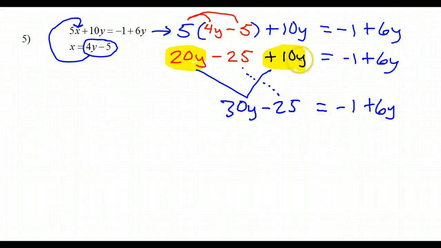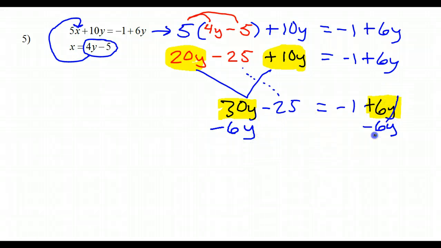After combining like terms, now I notice I've got the 30y on the left side of the equation, and then I've got the 6y on the right side of the equation. Those two need to get together somehow. But I can't just move them. I need to subtract one of them. So for example, I would subtract 6y from both sides like this. That way these will cancel. So I'm kind of moving it over, but I'm doing it algebraically.